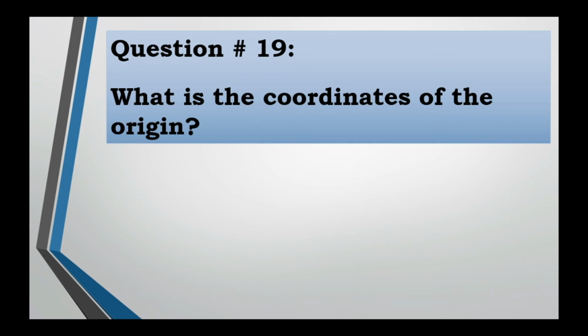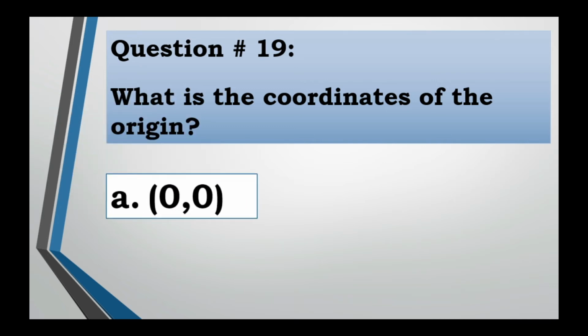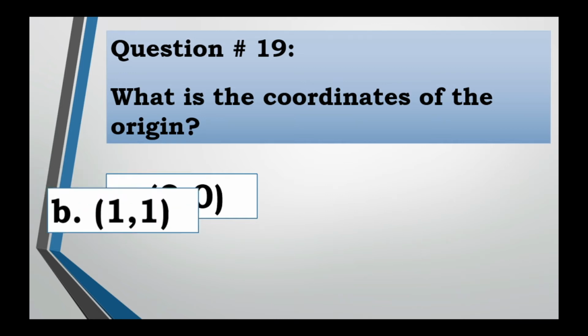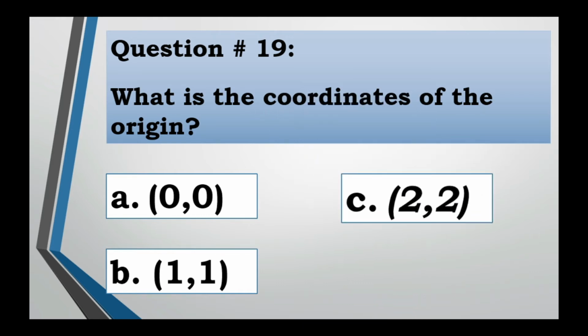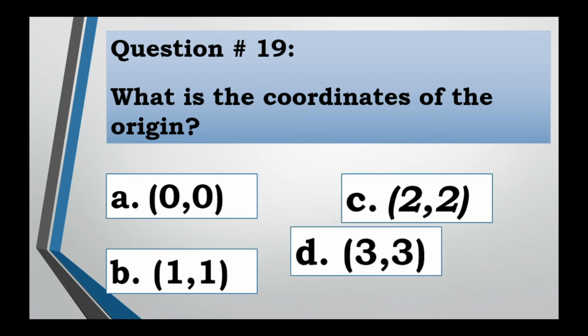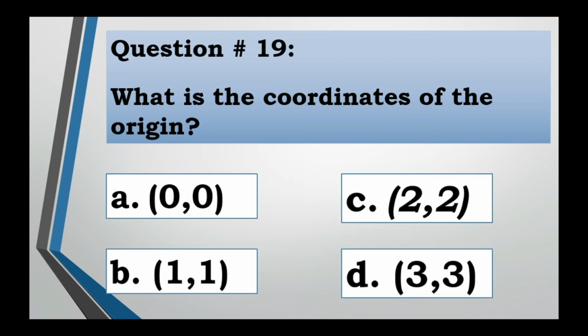Question number 19. What are the coordinates of the origin? Letter A, (0, 0). Letter B, (1, 1). Letter C, (2, 2). Or letter D, (3, 3).